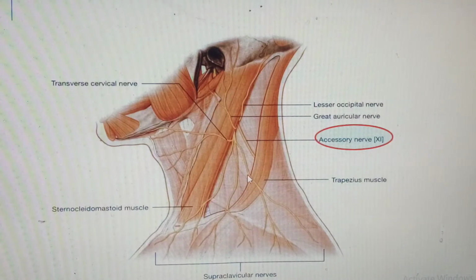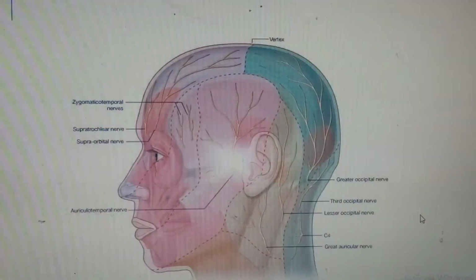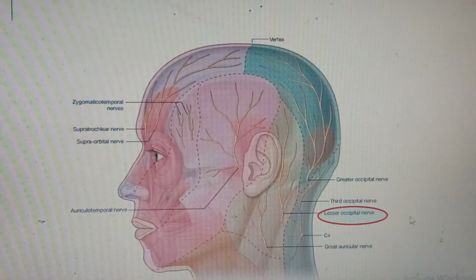So that is one of those nerves. Taken from along the posterior border of the sternocleidomastoid muscle, above where this spinal accessory nerve emerges, is this nerve which we call the lesser occipital nerve. So let's look at the lesser occipital nerve.